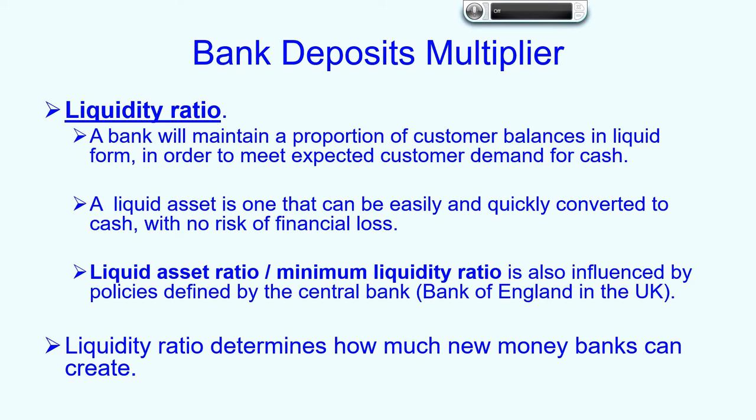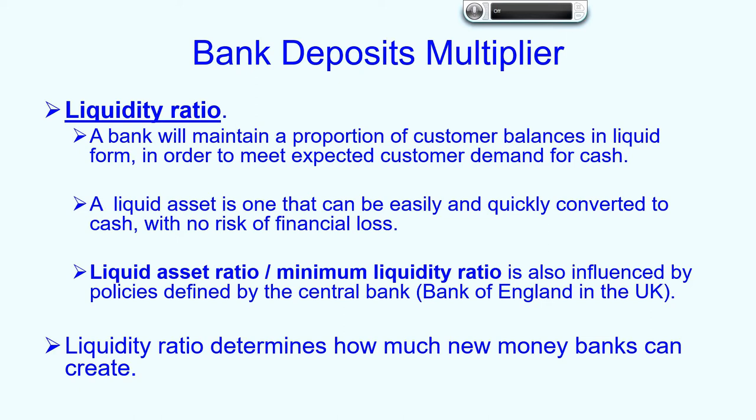A liquid asset is an asset that can easily and quickly be converted into cash with no risk of financial loss. The most liquid asset is cash, but assets that are close to being cash are treasury bills and government stock, which are both government debt. The government debt market is very deep. There is a very large volume of business, and prices tend to be stable, so there's no risk of loss.